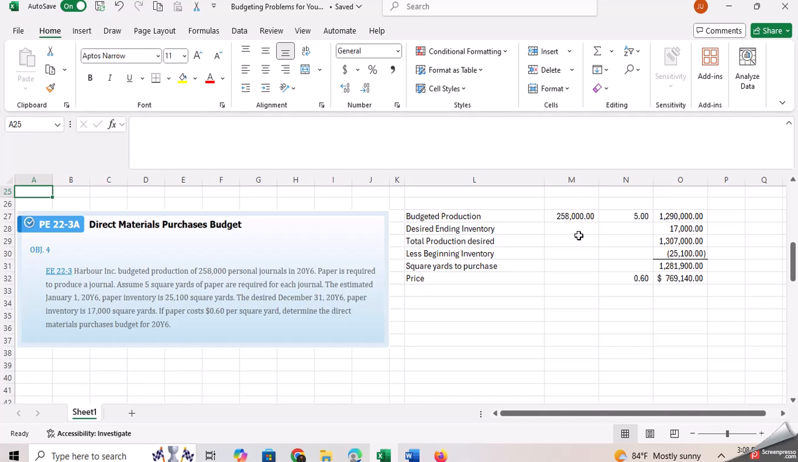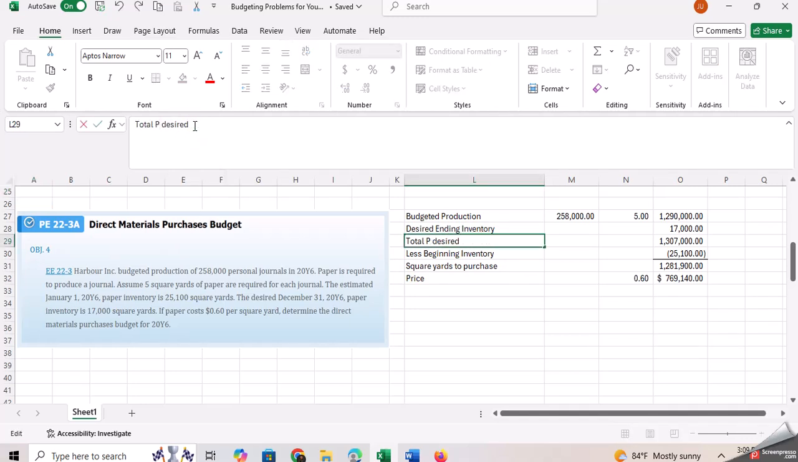So again, they're going to make 258,000 journals, and then over in the problem it tells us that there's 5 square yards of paper required for each journal. So the journals we need to make times the 5 square yards gives us 1,290,000 yards that we need. We want to have 17,000 square yards in our ending inventory. So again, that's not necessarily the production, but the material desired, our total material desired.